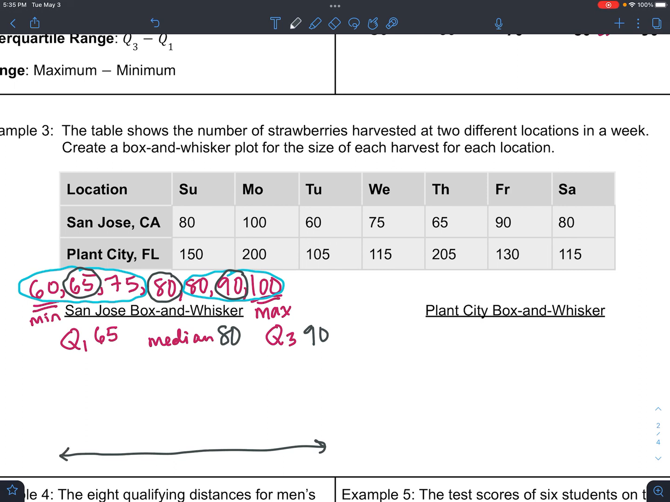making the plot is pretty basic. All you gotta do is just put the min and the max first, and then put your other 3 points in the proper location. So 80's in the middle, 90's in the middle of these, and 65 is a little closer over here. And then what you do is you just put 5 marks like that.